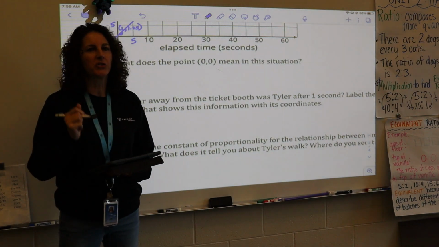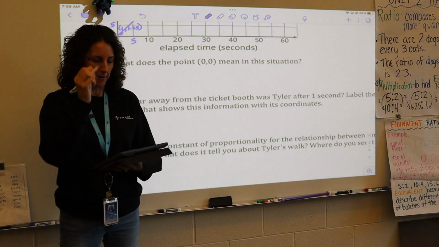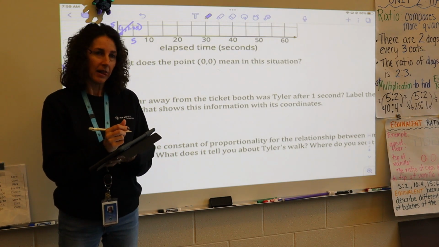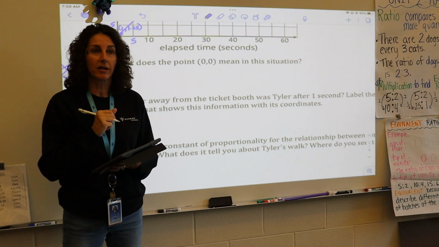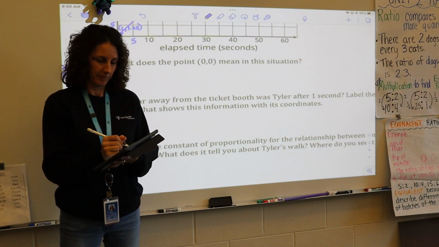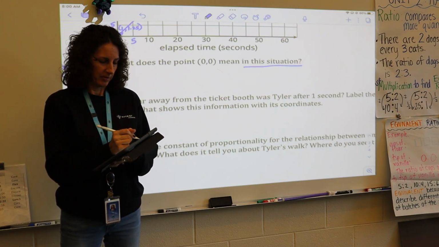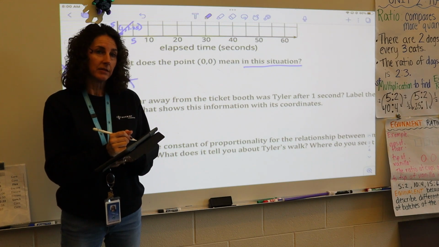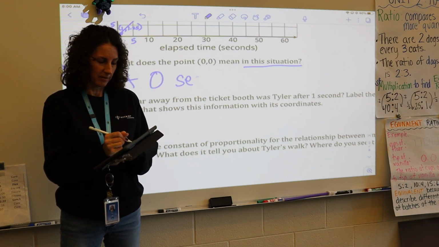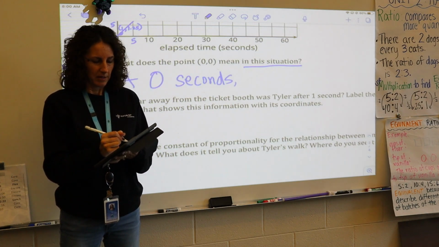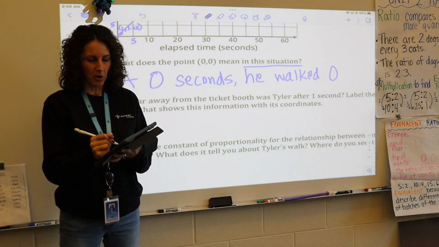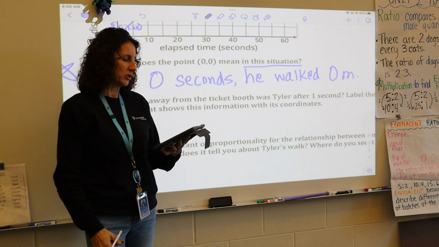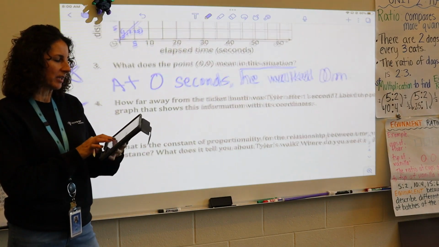What does (0, 0) mean in this situation? Cam? It stands for the origin. Yep, it's the origin. What does it mean about the bumper cars in Tyler's walk? That he traveled 0 seconds. So at 0 seconds, he traveled 0 meters. Let's do a 1, 2, 3 clap for Cam. 1, 2, 3. Thanks for your contribution.